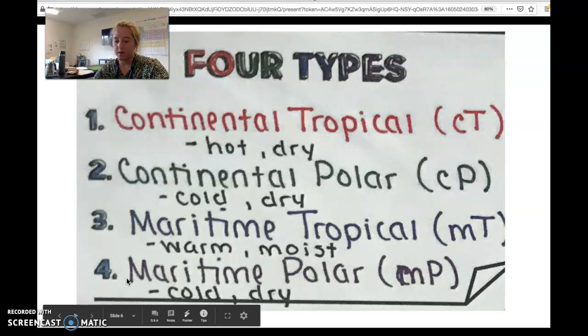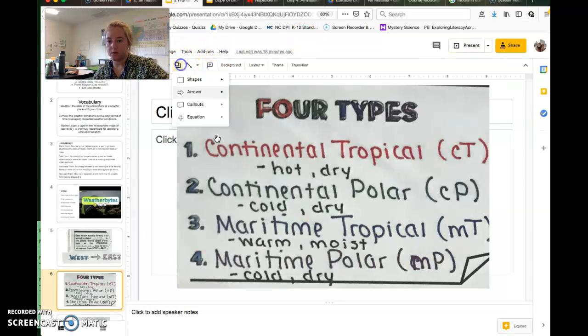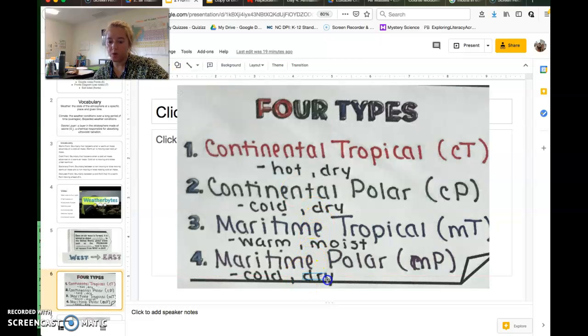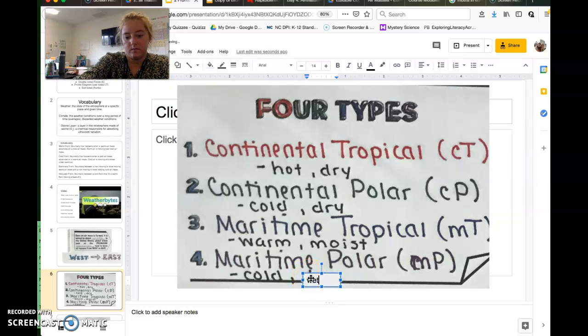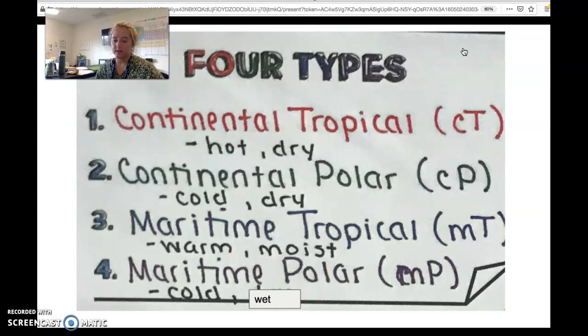And lastly, our maritime polar is going to bring cold, wet air. Again, that's a typo. I can fix it so that we all understand and know what's going on here. We denote our maritime polar air masses with a lowercase m and a capital P for polar. Again, maritime polar brings cold, wet air to a region that it passes over.